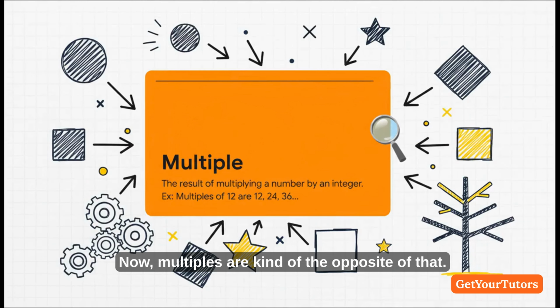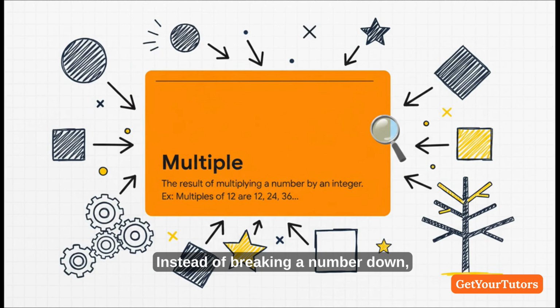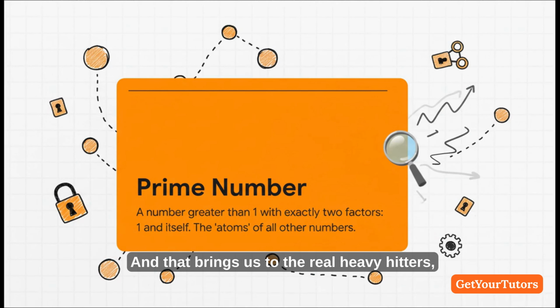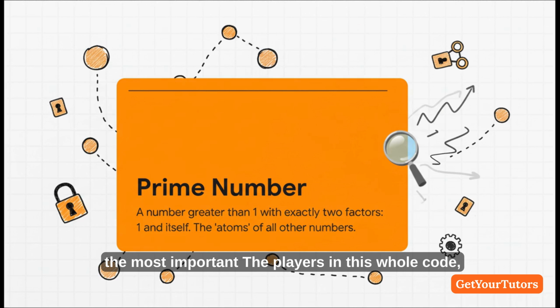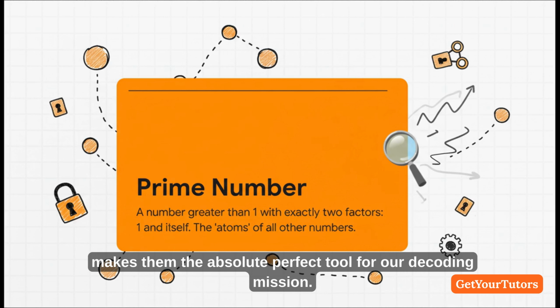Pretty simple, right? Now, multiples are kind of the opposite of that. Instead of breaking a number down, you're building it up. Just think of a number's times table, stretching out forever and ever. So for 12, you've got 12, 24, 36, and on it goes. And that brings us to the real heavy hitters, the most important players in this whole code, prime numbers. Seriously, think of these guys as the fundamental units of math, like the indivisible atoms that all other numbers are built from. You just can't break them down any further, which, as you're about to see, makes them the absolute perfect tool for our decoding mission.